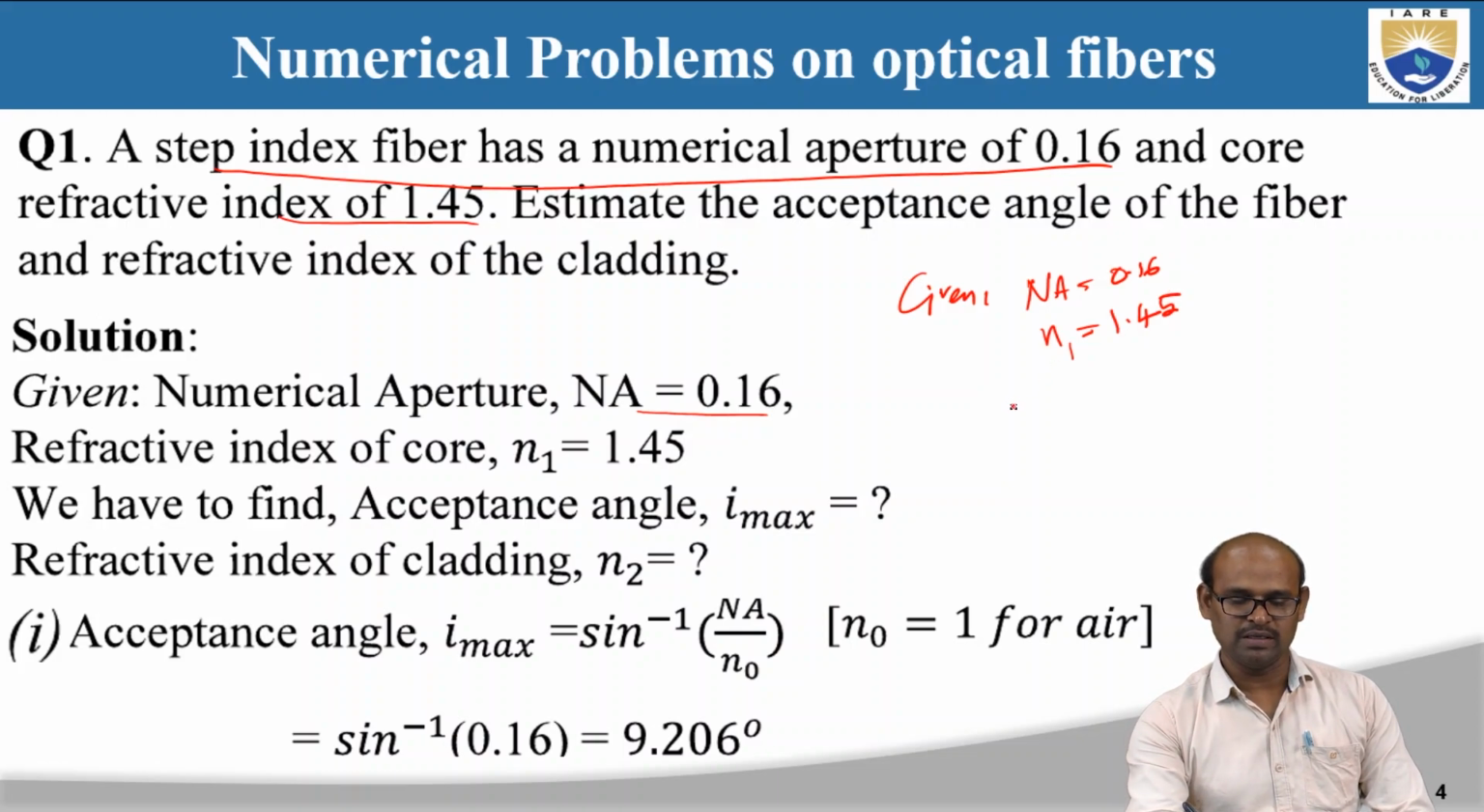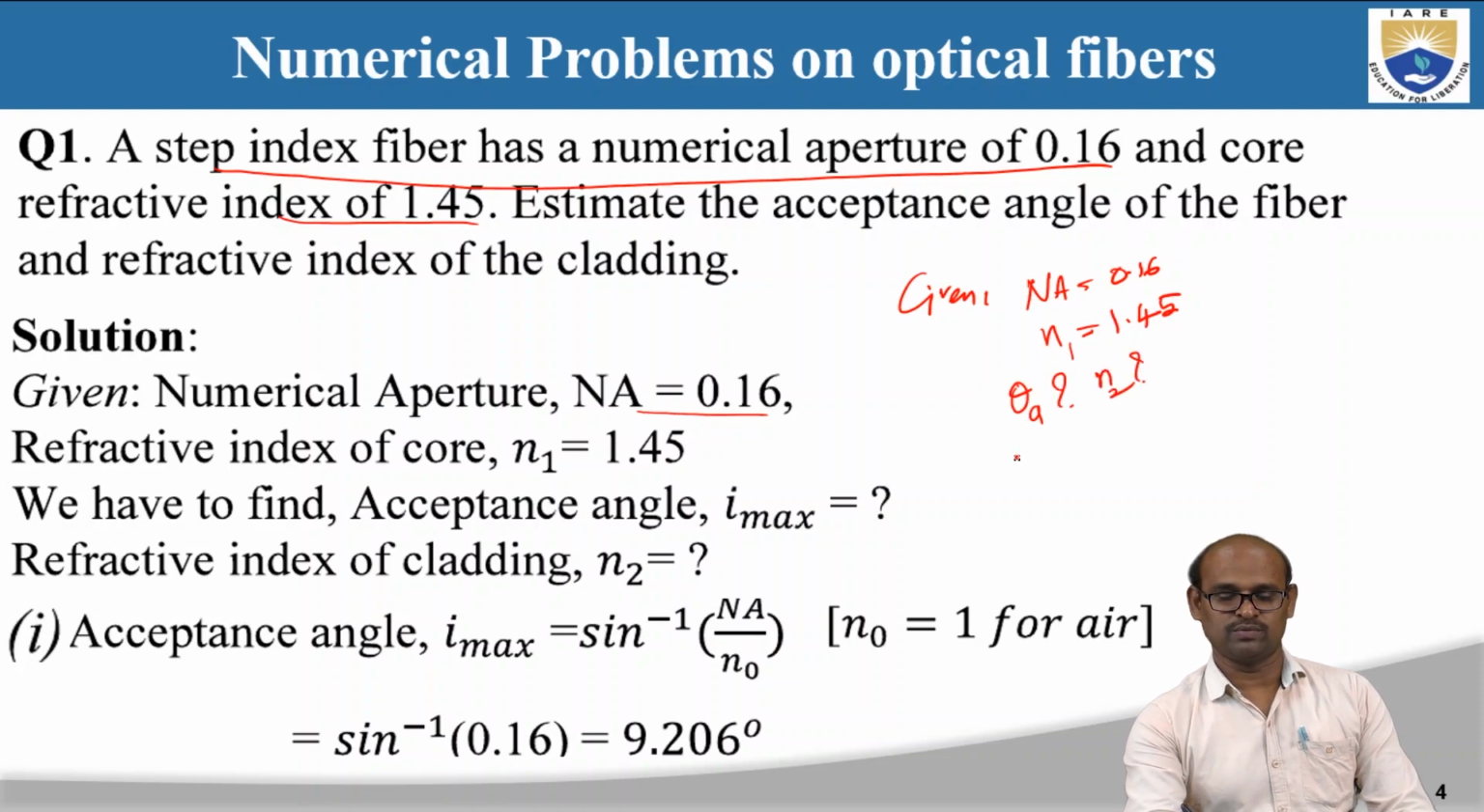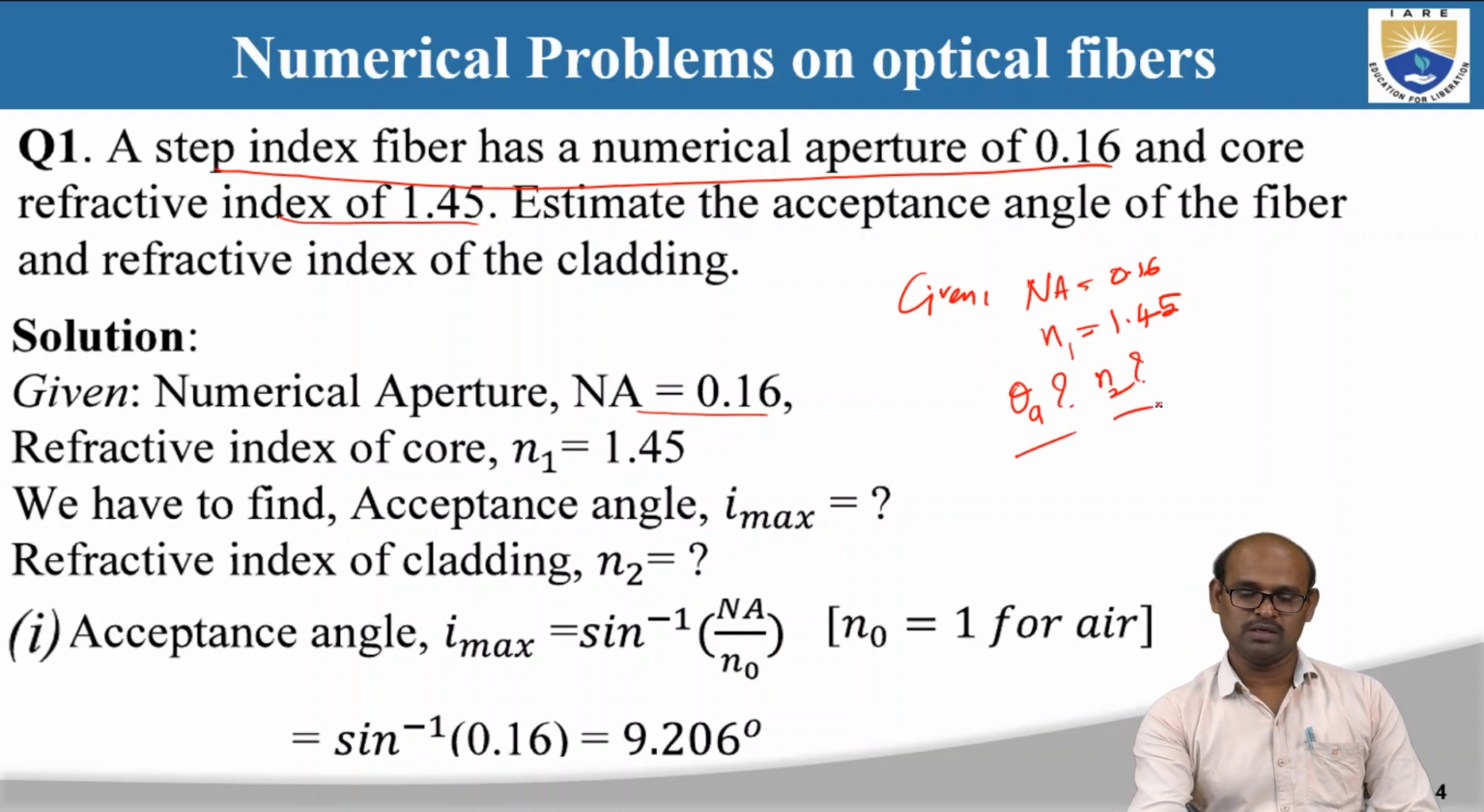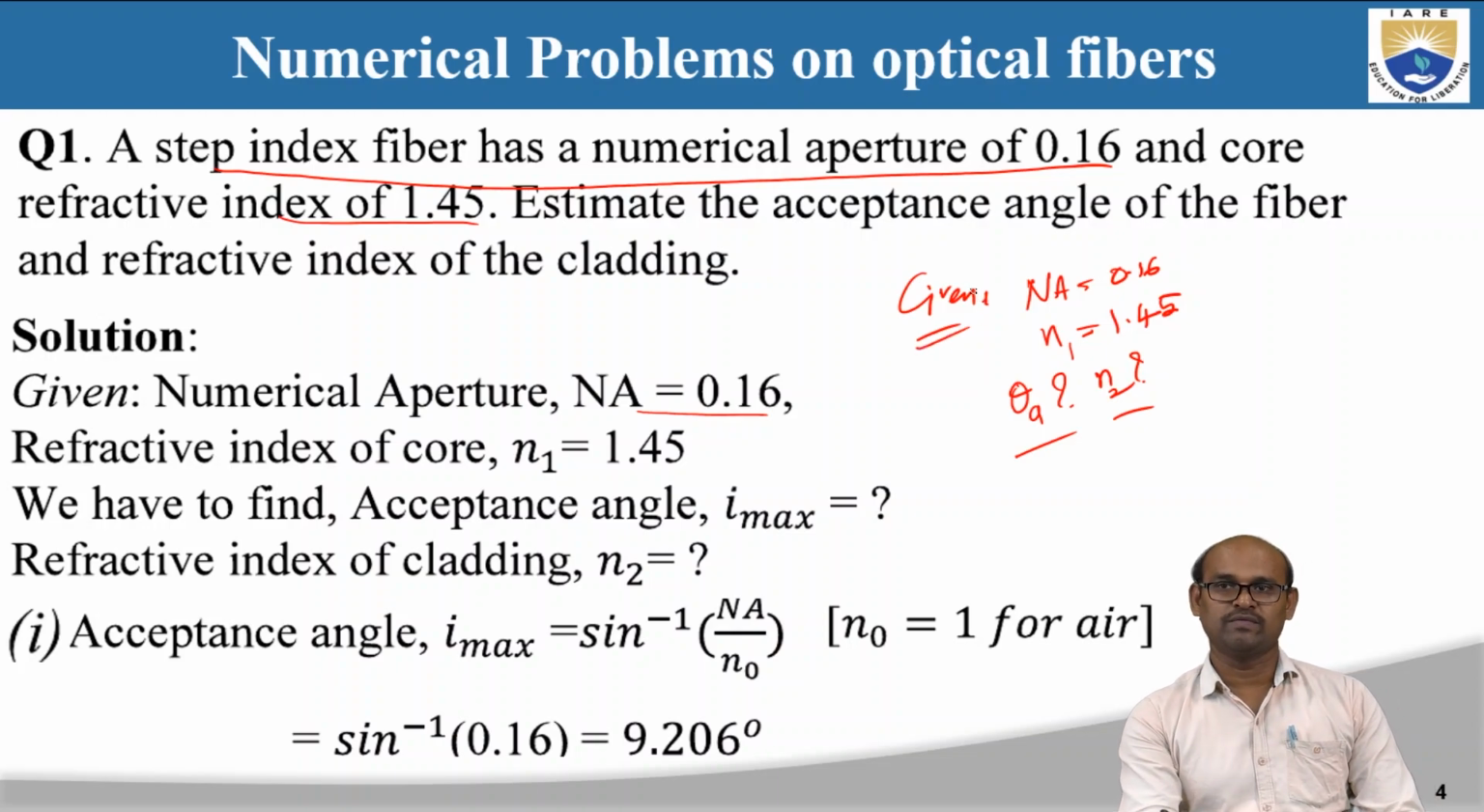Now we have to estimate the acceptance angle, theta A, and the refractive index of the cladding, which is n2. So we have to calculate these two. We always need to start with the given inputs. The numerical aperture of this optical fiber and the refractive index of the core are given. We need to find the refractive index of the cladding and the acceptance angle.